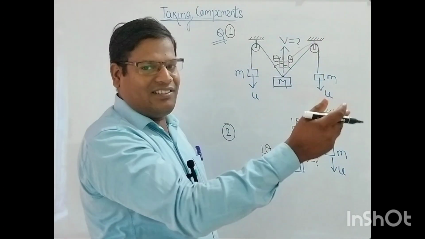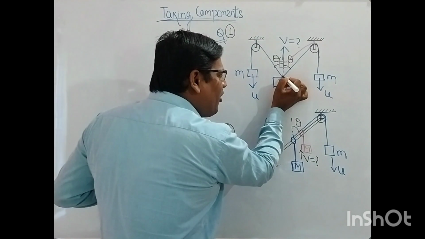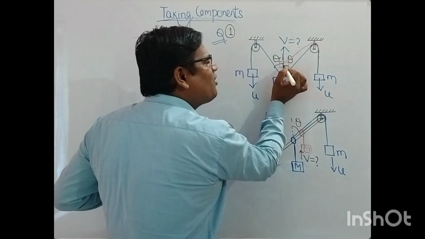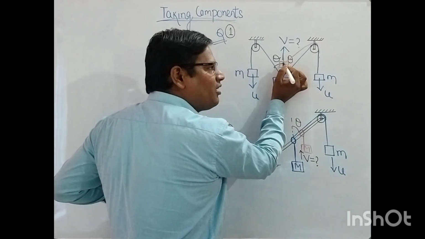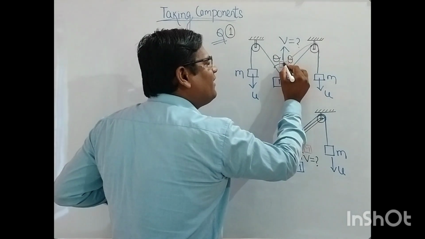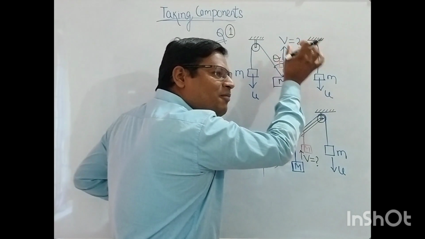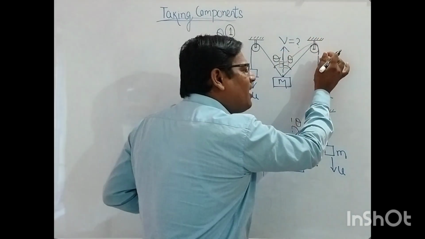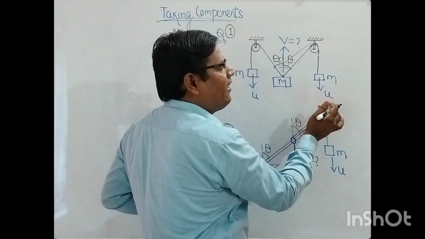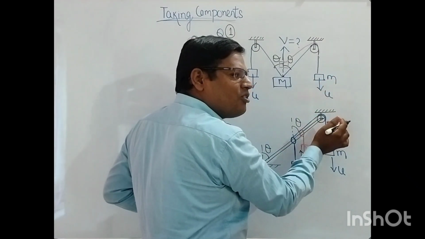But it has an effect. If this point has to move up, if this block has to move up, that's the actual direction of motion. Then the rope becomes like this. The rope gets shortened. Because the rope gets shortened here, therefore the rope here becomes elongated. So here this block goes down.